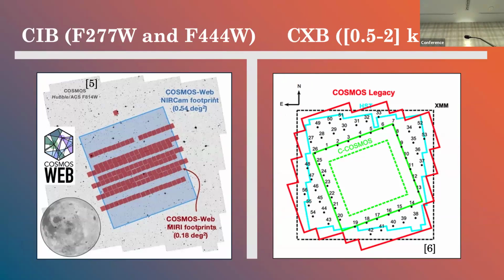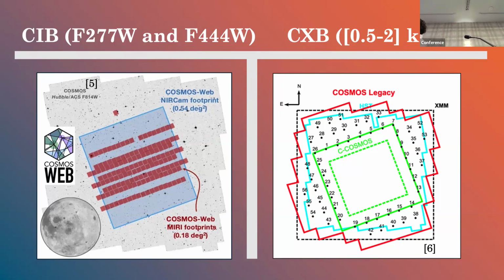So we use the COSMOS-Web survey of deep infrared counts, and we focus our attention on the 2.7 and 4.5 micron maps. And for the cosmic X-ray background, we use the unresolved fluctuation map produced from the COSMOS-Legacy data in the soft X-ray, again the 0.5 to 2 keV map. And so how do we compute these?